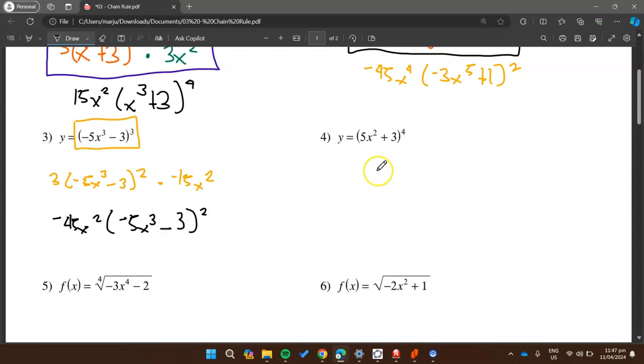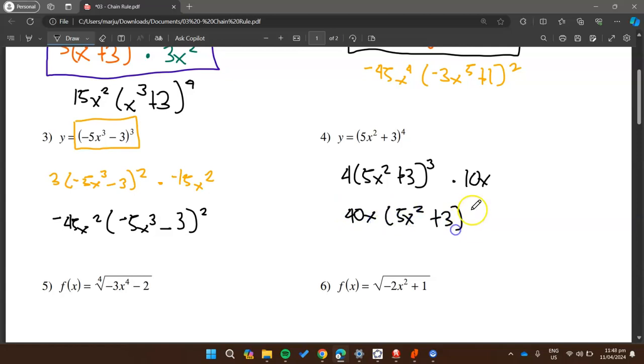Now let's have number 4, the last one. We have 5x squared plus 3 raised to 3 and multiply it by 10x. So this gives you 40x times 5x squared plus 3 cubed. That will be your final answer.